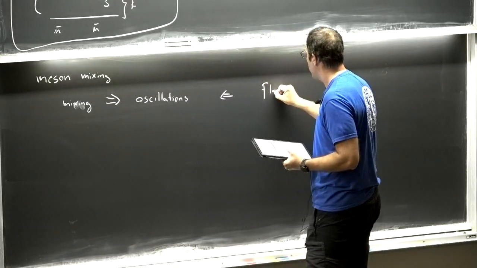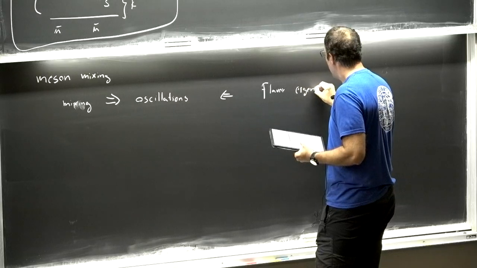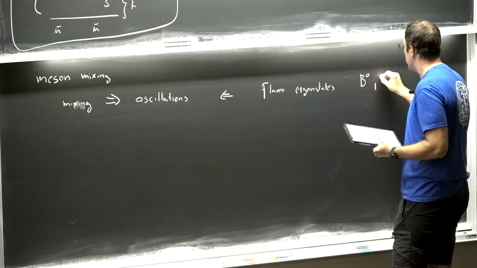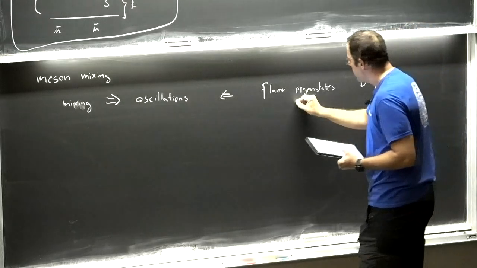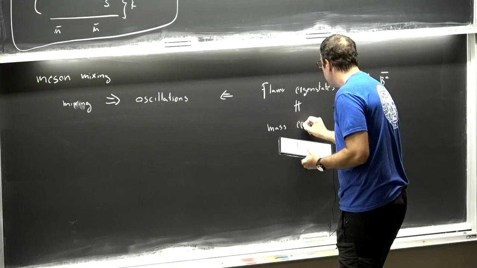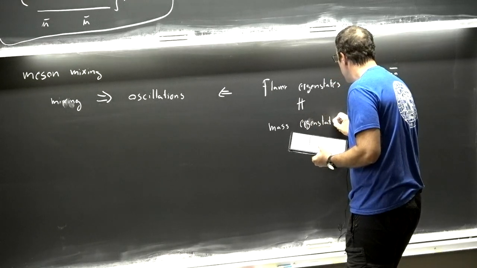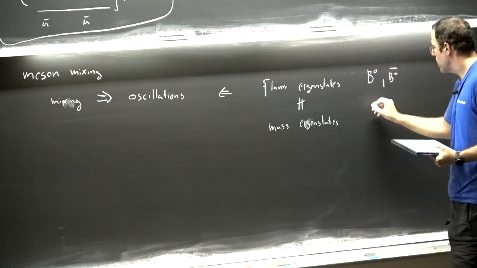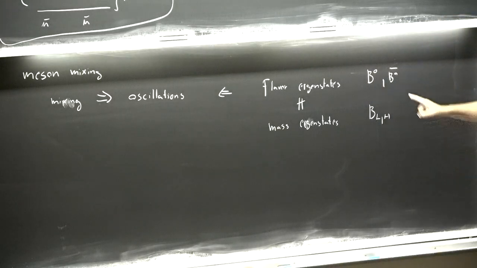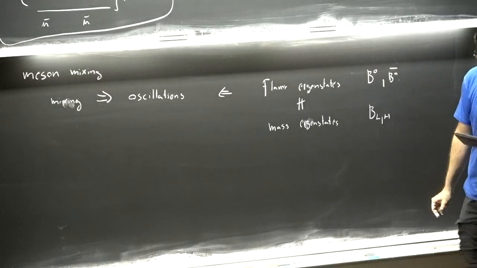So the flavor eigenstates are the B0, B0 bar. These are not mass eigenstates. So the mass eigenstates will be some linear combinations of the B0, B0 bar. Let's call them light and heavy. All right?